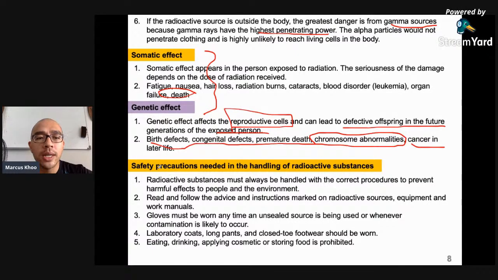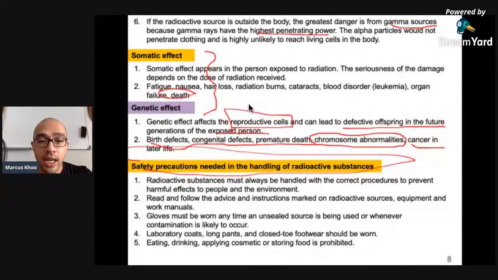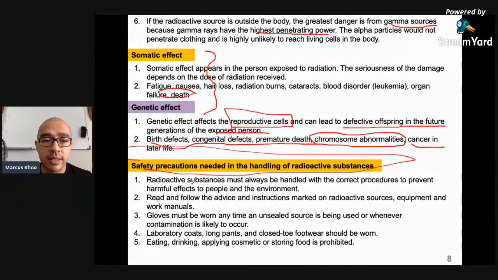So what are the safety precautions needed in the handling of radioactive substances? This is very normal. Read and follow advice and instructions marked on radioactive substances, equipment, and work manuals. Listen to instructions. Don't just do things on your own. It is pretty much the same as the safety precautions in the physics lab. Listen to your teacher. Do everything with the correct procedure.